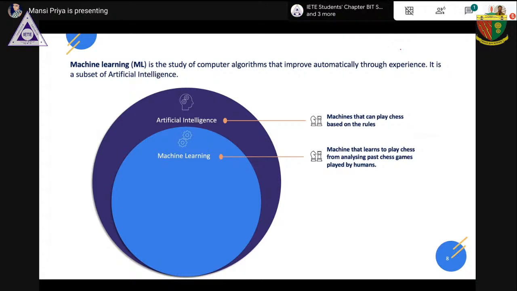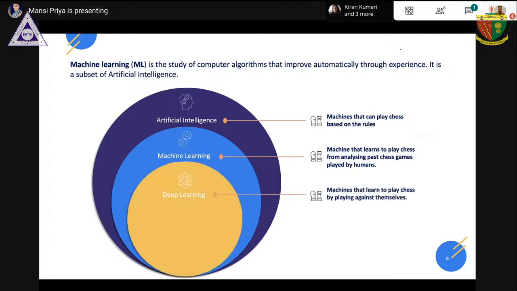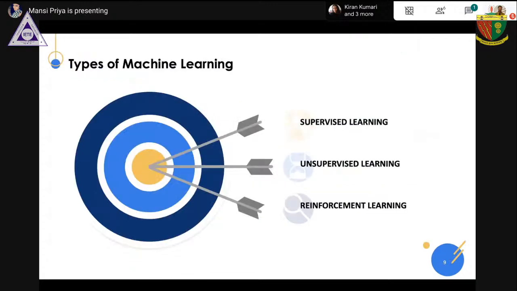Well, coming across these terms, you would also have come across a term that is deep learning. Deep learning is nothing but a subset again of machine learning. In this system, when a machine learns to play chess by playing against itself, then that is termed as deep learning. So I think this was pretty easy and useful for you to understand the differences between AI, ML, and DL. Now, when we have understood what machine learning is, let us try to understand different types of machine learning. These are basically three types: supervised learning, unsupervised learning, and reinforcement learning.